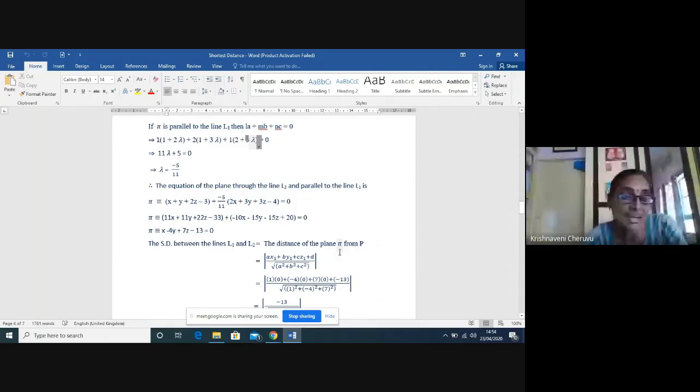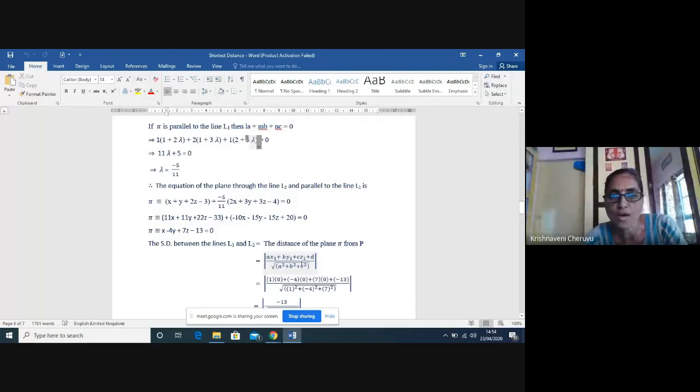Okay, you try to understand the technical classical words, then you can easily understand the problem. So I already gave you in previous classes that the distance of the plane from a point is this modulus. Distance is always positive. This is the formula, and you know a, b, c are here. A is 1, b is -4, c is 7, and d is -13. So a, b, c, d I substituted.